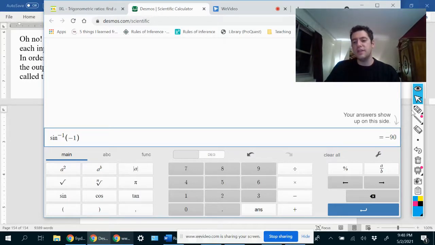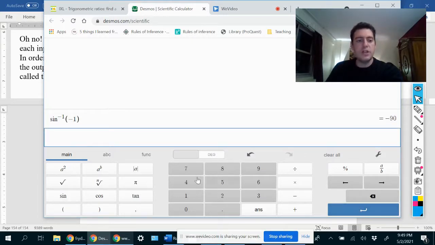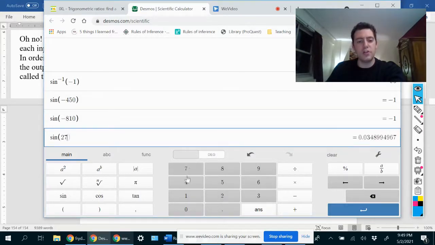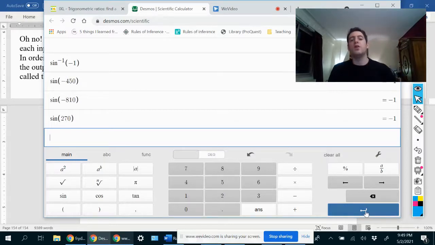Okay, but you can see that it didn't give me negative 450 degrees or 270 degrees or negative 810 degrees. It only gave me the principal value of negative 90 degrees, even though the sine of negative 450 degrees is -1, and the sine of -810 degrees is also -1, and the sine of 270 degrees is also -1, and we could go on and on and on. Even though there are a lot of angle measures that give you a sine of -1, -90 is the principal value.